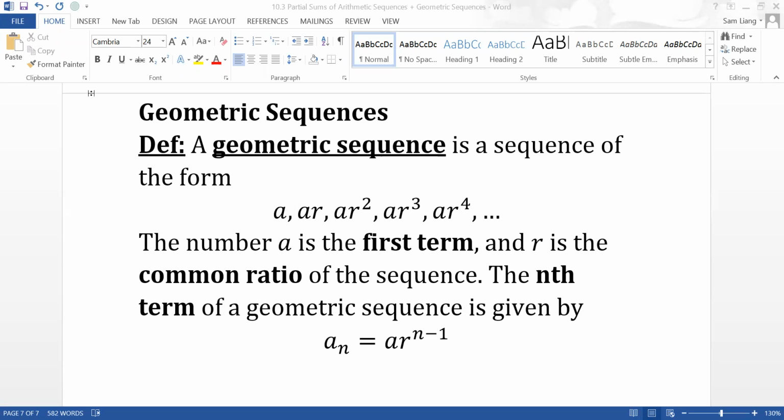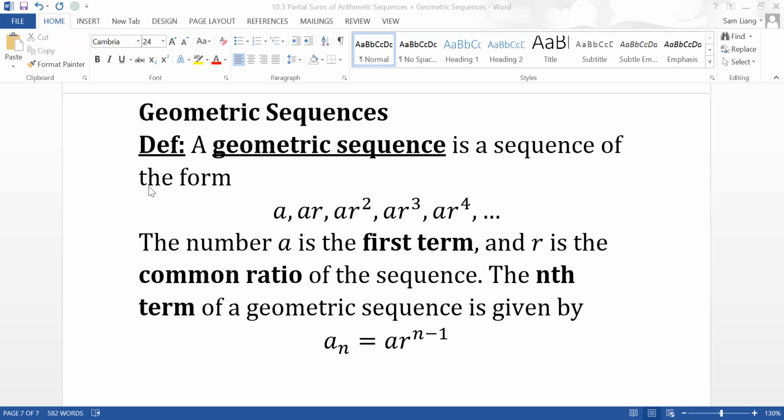A geometric sequence is a sequence of the form a, ar, ar squared, ar cubed, ar to the fourth. The number a is the first term and r is the common ratio of the sequence. The nth term of a geometric sequence is given by a sub n equals ar to the n minus 1. Okay, thank you for that.